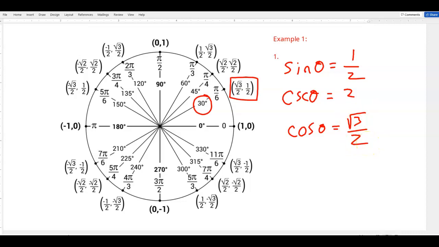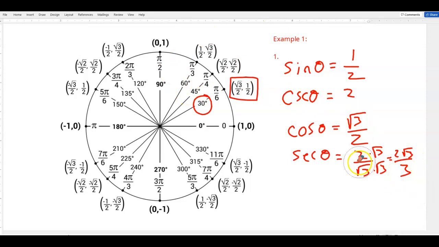So since we just did cosine, let's do the reciprocal of cosine. The reciprocal of cosine is the secant. So secant is going to be 2 over radical 3. Now, as you guys know, we don't like having square roots on the bottom, so we need to fix that. I'm going to multiply the top and the bottom by the square root of 3, and that's going to give me 2 radical 3 over 3. So there's my final answer.